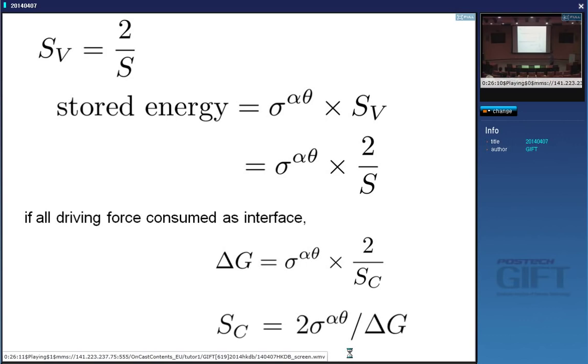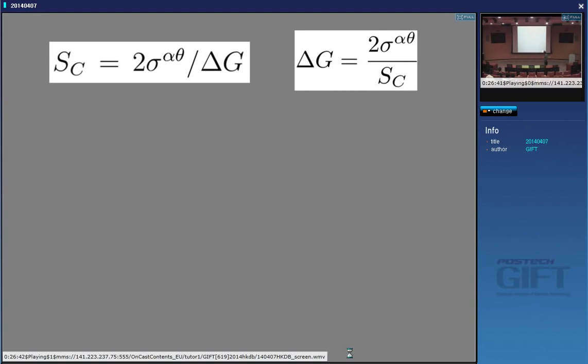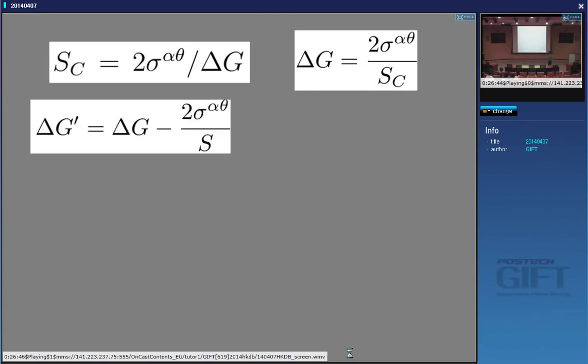Okay, so this is just rearranging this equation so that you have the critical spacing given by 2 sigma divided by the available free energy change. Right, so we have the free energy change equal to the energy locked up as interfaces when the spacing is equal to the critical spacing S_C. So at any other spacing, the net free energy available is the chemical free energy change, assuming there are no interfaces, reduced by a quantity which is locked up in the form of interfaces.